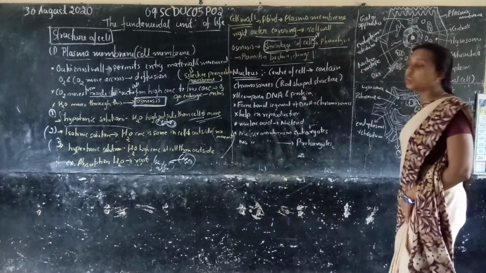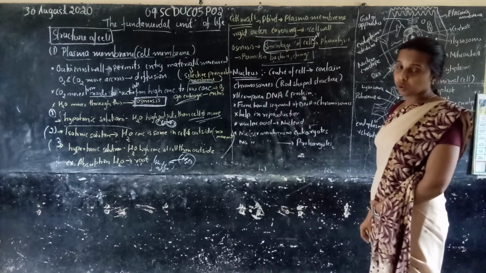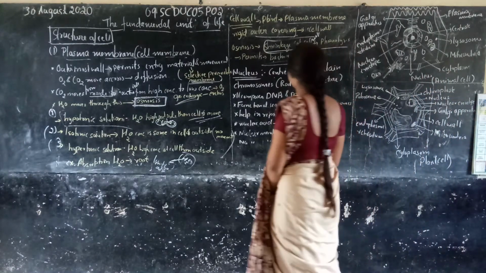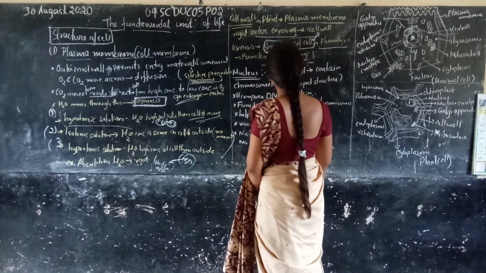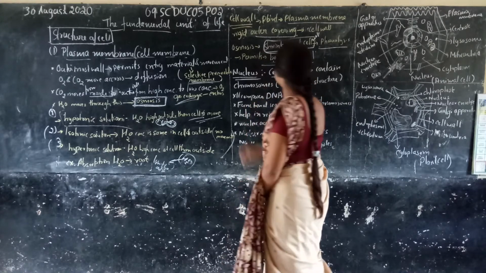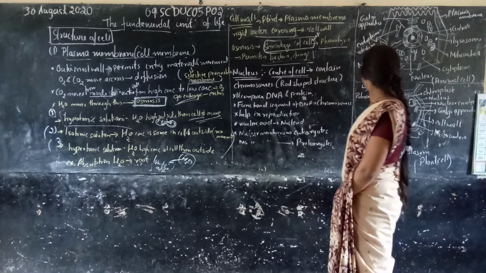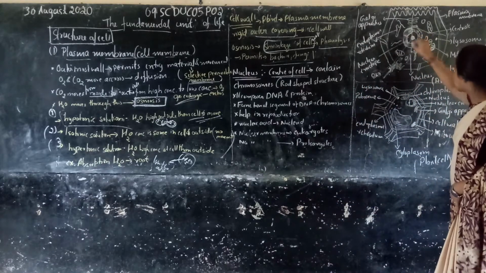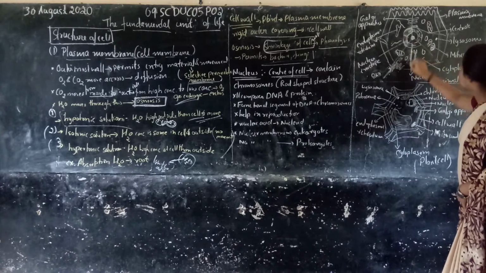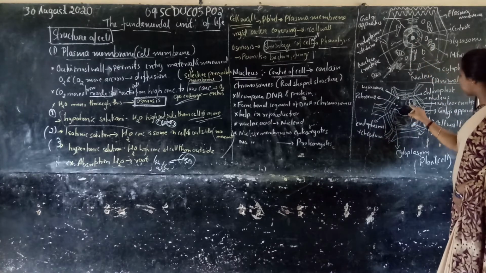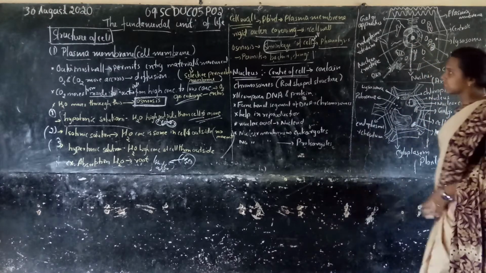Next, the third one is the nucleus. What is the nucleus? The nucleus is the center of the cell. Have you observed it, right? This is the nucleus in the plant cell, and this is the nucleus in the animal cell. So it is the center of the cell.